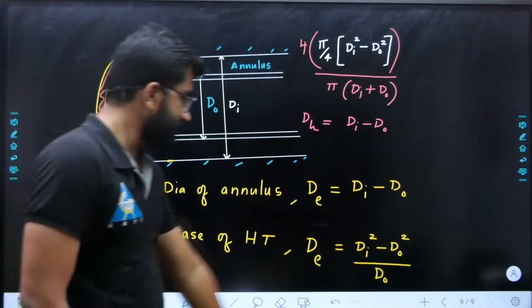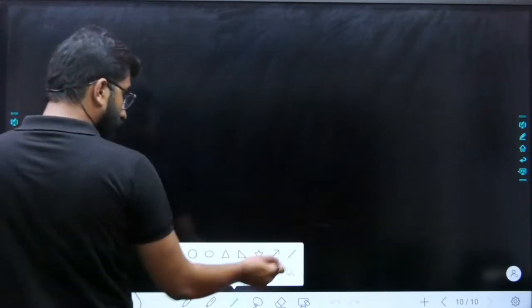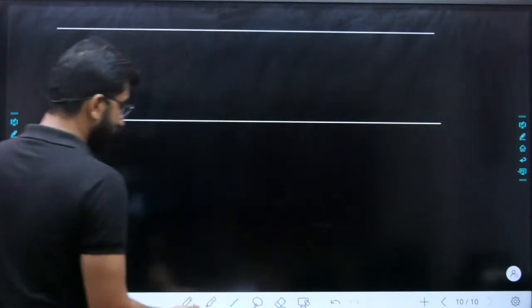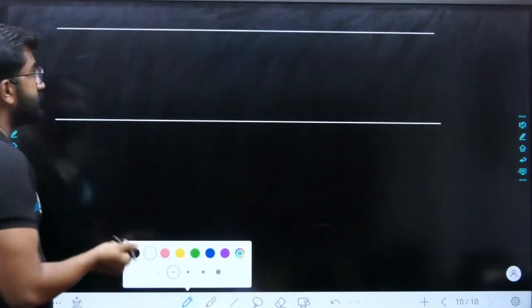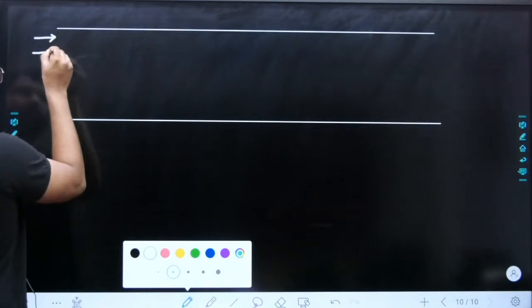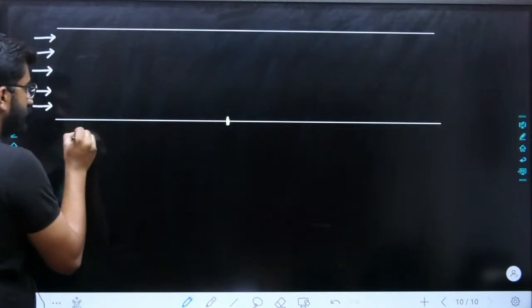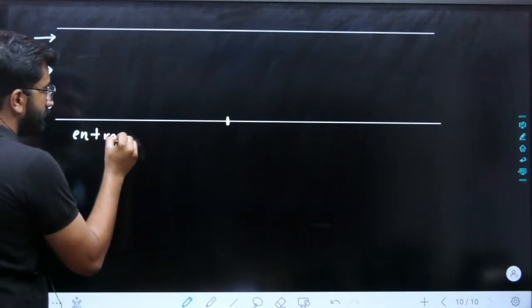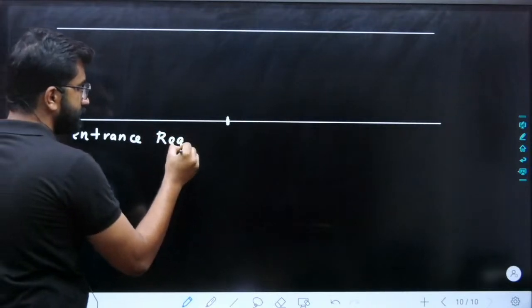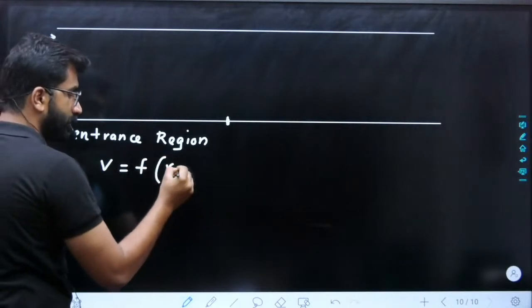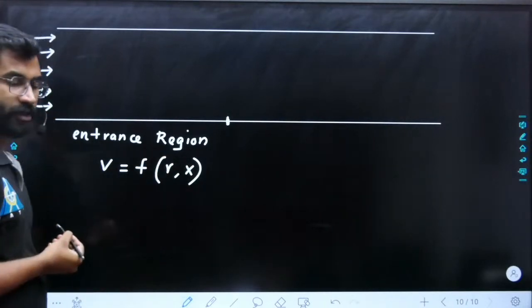Now the next set of equations is very important, because in a pipe flow, whenever we start pipe flow, what is very important for us? It is our velocity profile. Whenever the fluid is coming inside, in your initial part, you have an entrance region. So this is your entrance region. In the entrance region, always remember, velocity will be a function of r and x. It will be a two-dimensional flow.